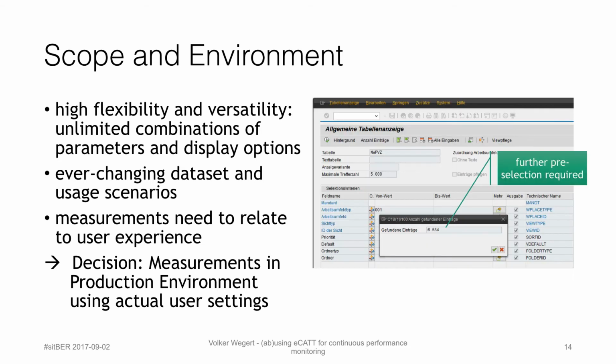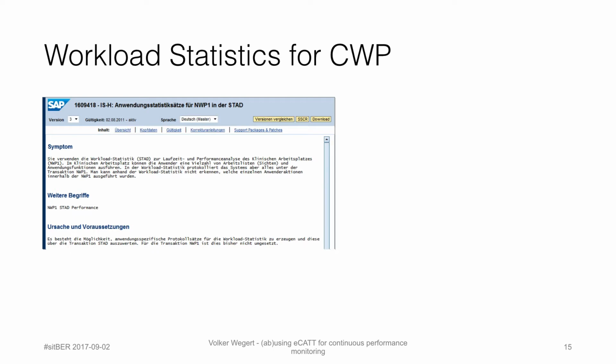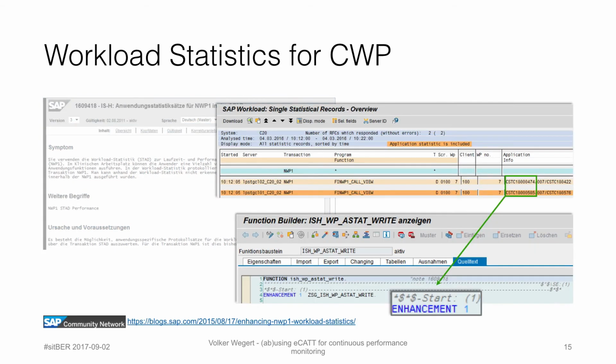Even then, the number of assigned views was too great to allow for a continuous observation of all views, so we had to restrict the selection further. In order to do so, we dug out an old addition to ISH that records every call of a view in the STAD Workload Statistics. We found that the standard implementation was missing an important key value and had to enhance the logging slightly. Details can be found in this blog post.